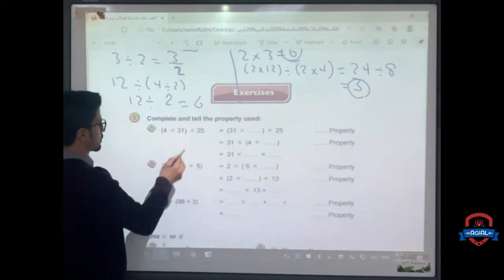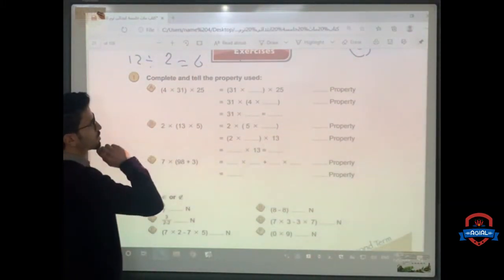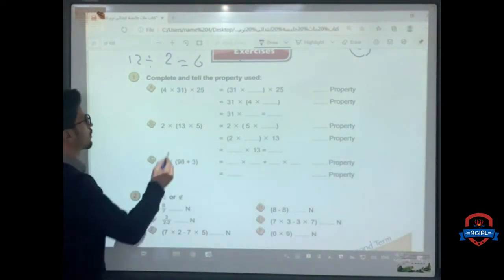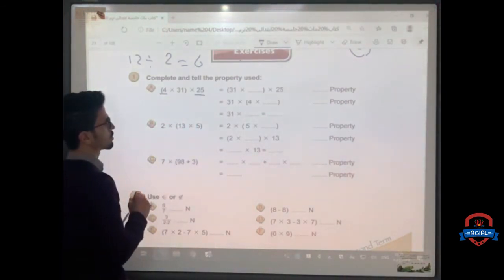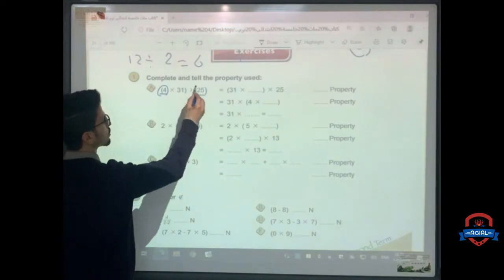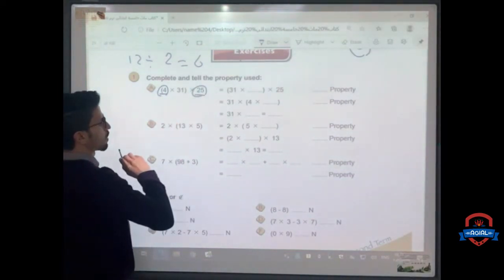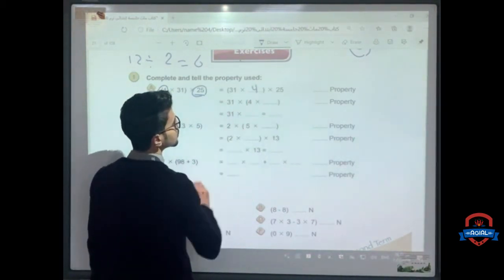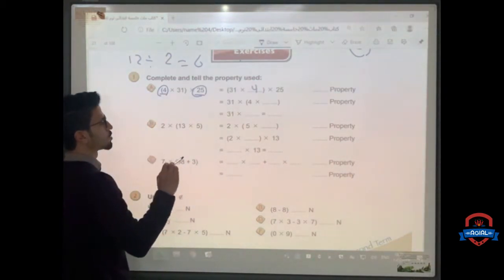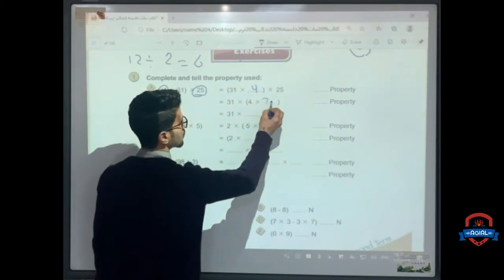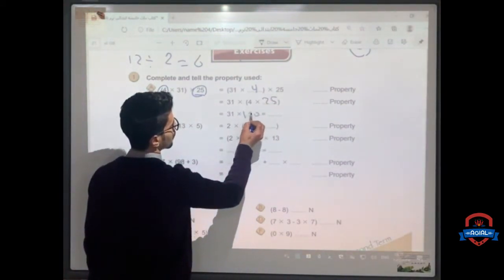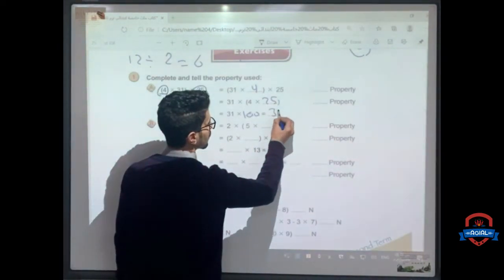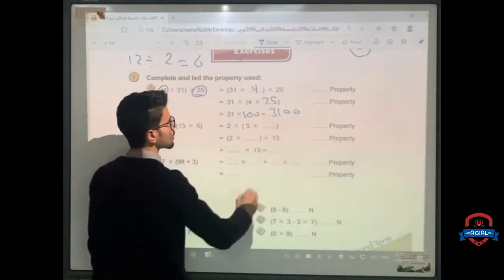We have in this question, question number 1, complete until the property used. And letter A, we have 4 times 31 times 25, and we notice that 4 times 25 equals 100, so we have to start by multiplying 4 by 25. So we have to use the commutative property, so we have 31 times 4 times 25. Then we use the associative property, so 4 times 25 equals 100, and if we need to multiply any number by 100, we just add 2 zeros, so we have 31 and we add 2 zeros, so we have 3100.